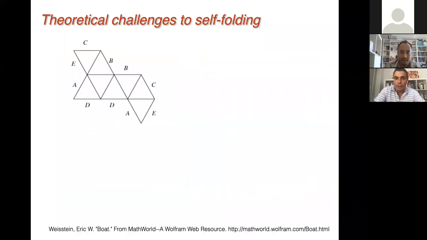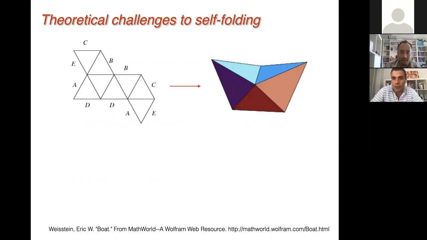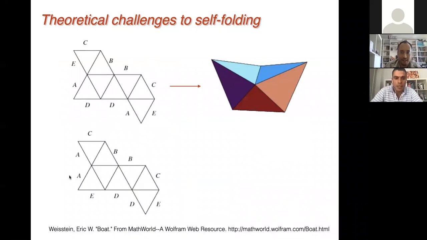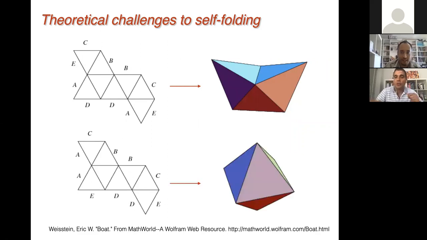Imagine now that you take a template like the one you have here, and now you connect the edges as suggested by the letters. So this A will connect with A, B with B, C with C, D with D, and E with E. If you do that, what you get is a boat. However, if you now connect them in a different way, B with B, A with A, C with C, D with D, and E with E, following these instructions, what you get is an octahedron.